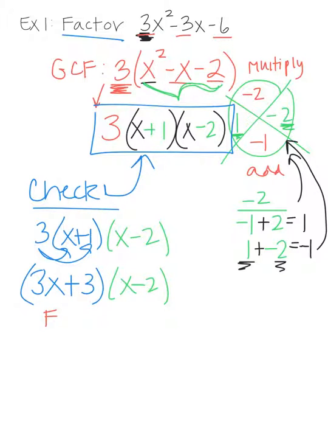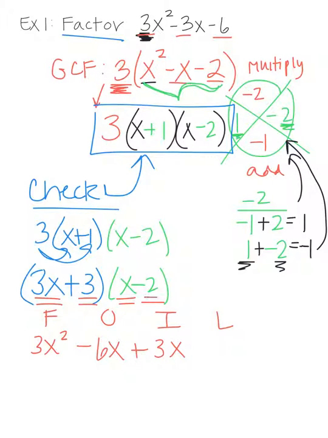So F stands for first, so I'm going to have my first two terms, my 3x and my x. So I multiply those and I get 3x squared. Then I'm going to do my outer terms, so my 3x again times a -2. So that gives me a -6x. My inner terms are going to be 3 and x, so I'm going to add on a 3x.